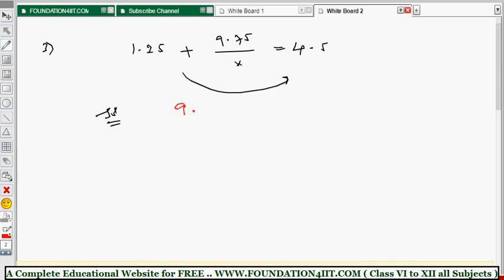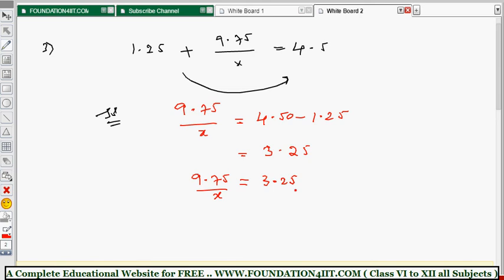So 9.75 by x is equals to 4.5 minus 1.25. So 4.5 you can write 4.50. 4.50 minus 1.25 is 3.25. Then 9.75 by x, we got 3.25 by, there's no denominator, just put as 1.